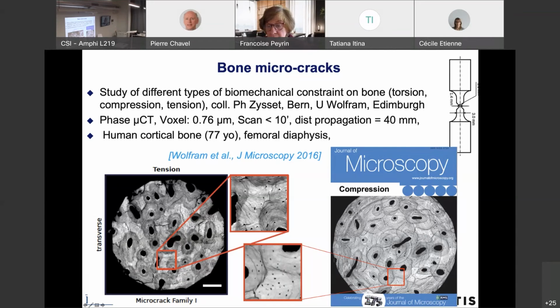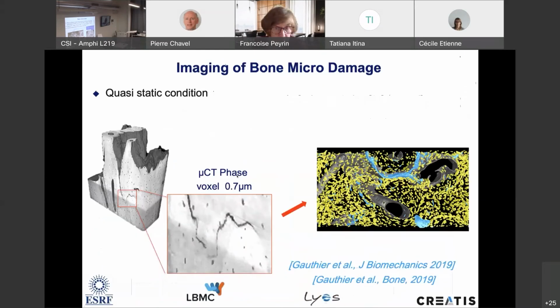So here it was really big microcracks. You can see here the microcracks are all these dark lines that appear around the osteons. So we could make a quantitative analysis of these microcracks in 3D in the bone submitted to different types of solicitation.